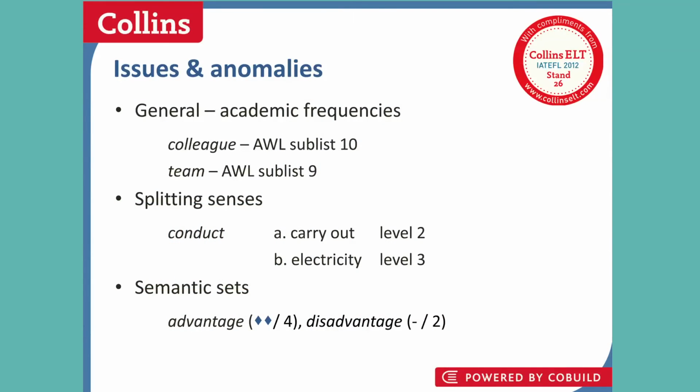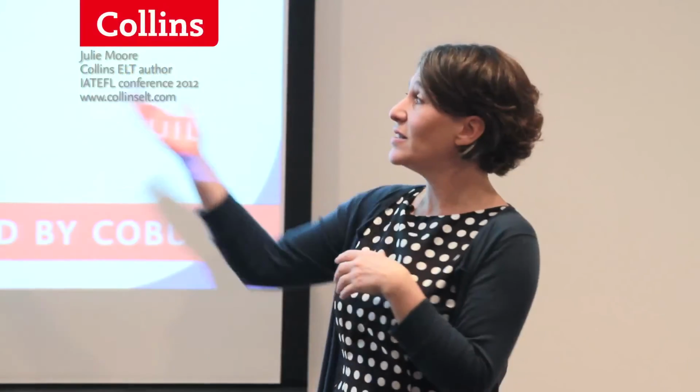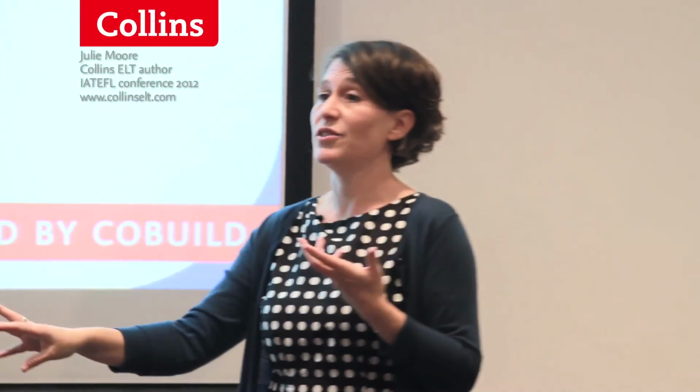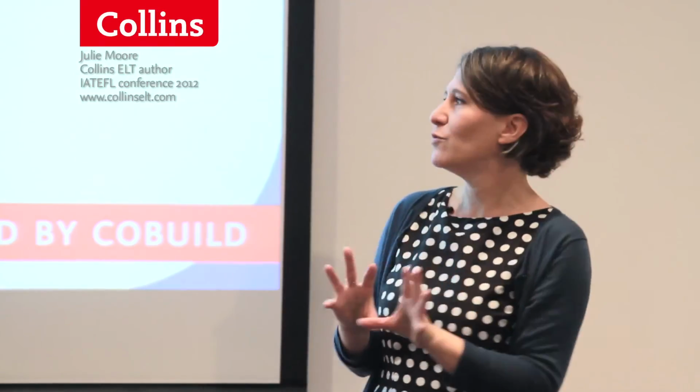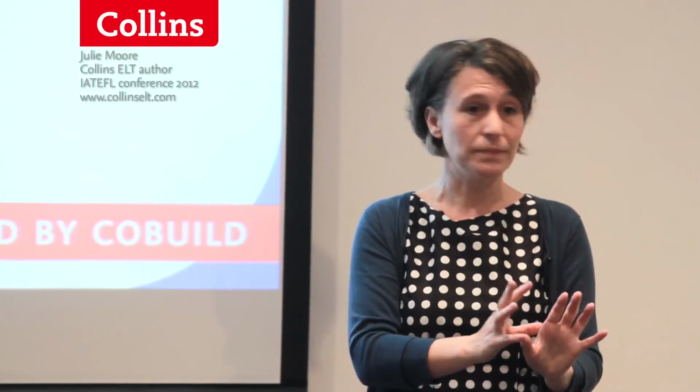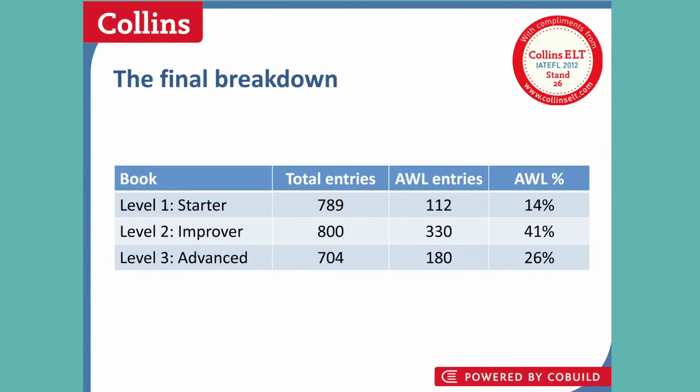We also had some issues with some of the semantic sets we came across. Sometimes words that intuitively you felt should be taught together actually came out with different frequencies. So advantage and disadvantage. Advantage is much higher frequency in the language than disadvantage is, for all kinds of reasons, phrases it's used in, etc. But if you're teaching students to write an advantages and disadvantages essay, you want these two words together. So again, we had to override the frequency information a little bit, use our intuition, and put both of these at level 1.